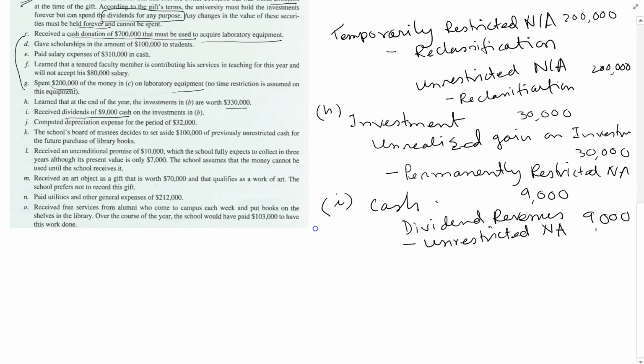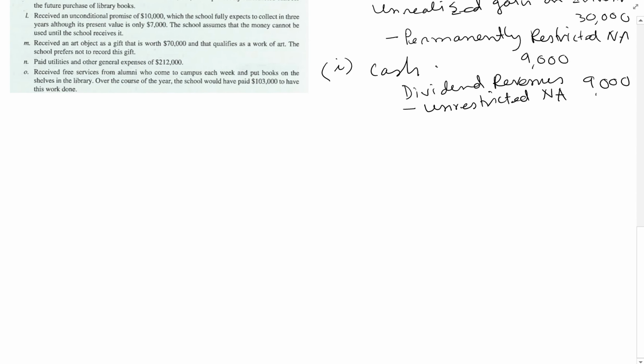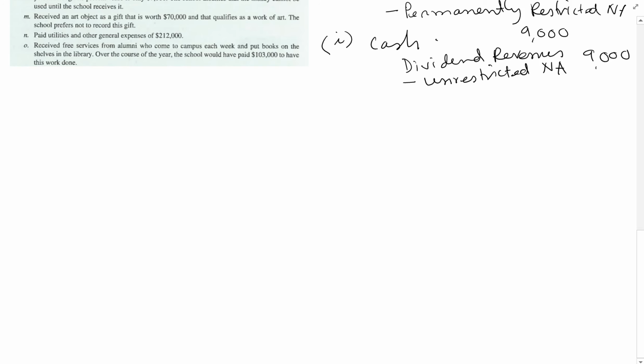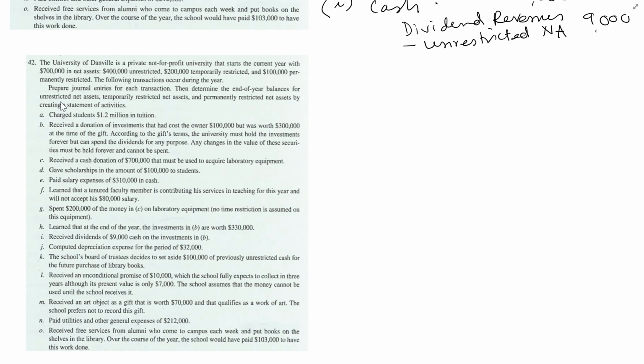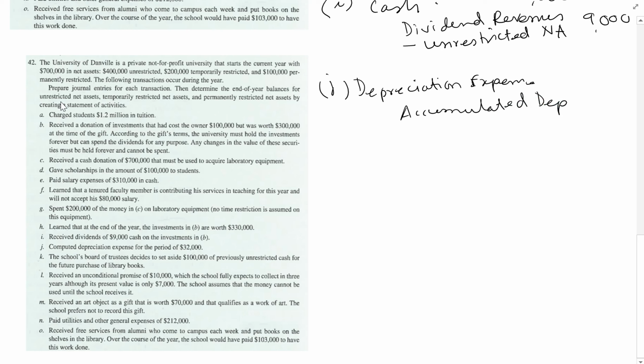Now let's do a few more entries. I'll just show you the problem picture again. Now the next one, we will do number J. Number J is depreciation. The computed depreciation expense for the period is $32,000. It's straightforward. We'll just debit depreciation expense, and we'll credit accumulated depreciation. And the amount is given here, $32,000.